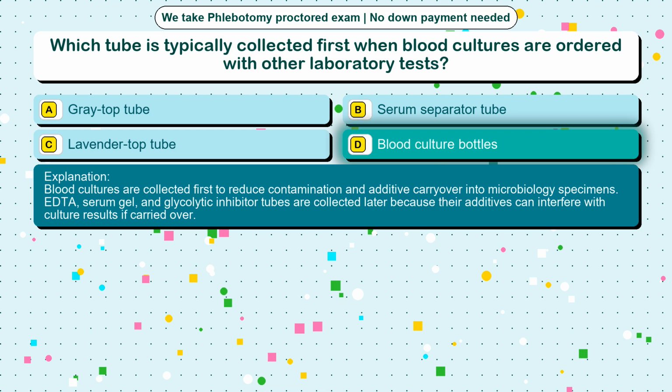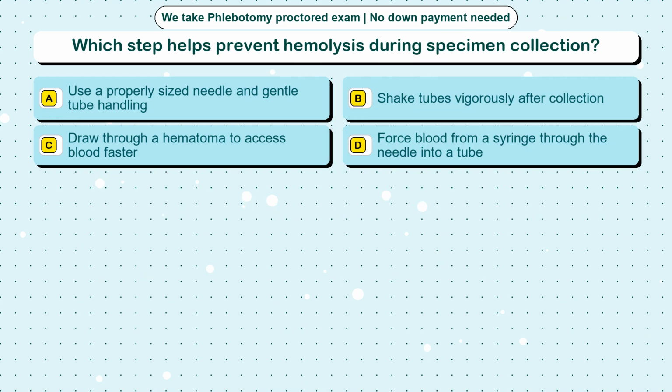Question 88. Which step helps prevent hemolysis during specimen collection? Option A, use a properly sized needle and gentle tube handling. Option B, shake tubes vigorously after collection. Option C, draw through a hematoma to access blood faster. Option D, force blood from a syringe through the needle into a tube.